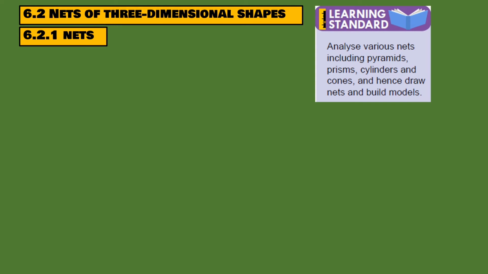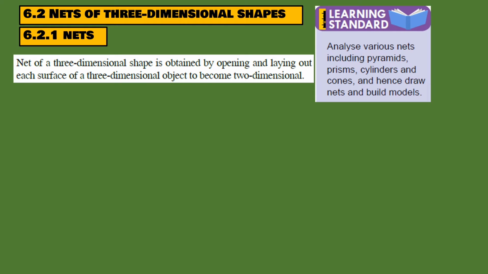Look at 6.2, nets of three-dimensional shapes. 6.2.1 nets. The learning standard that we are going to achieve here is to analyze various nets including pyramids, prisms, cylinders, and cones, and hence draw nets and build models.